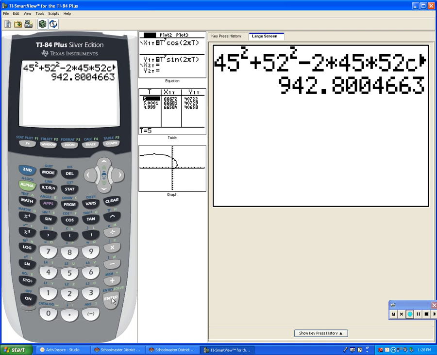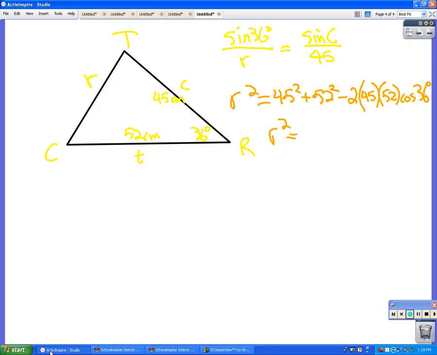Okay? Right, and then since that's what r squared equals, so r squared equals 942.8. Then to figure out what r is, yes, I have to square root both sides. So the square root of 942.8 is what? 30.705056604. Okay, and you don't have to write it out to that many decimals. The book just goes with about 31.